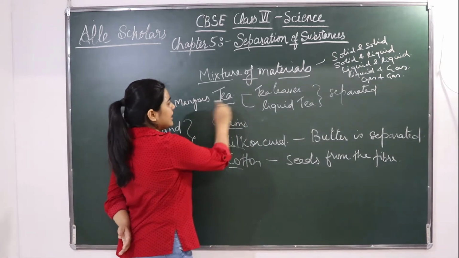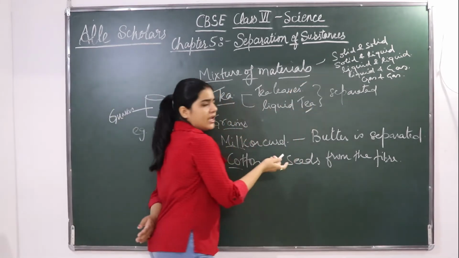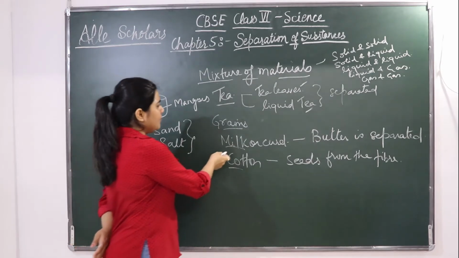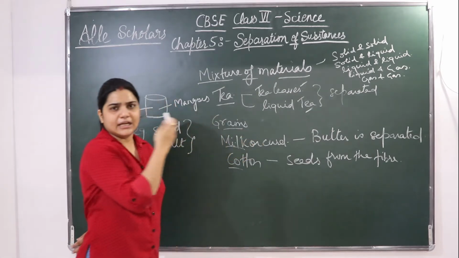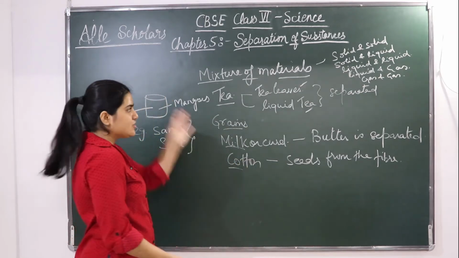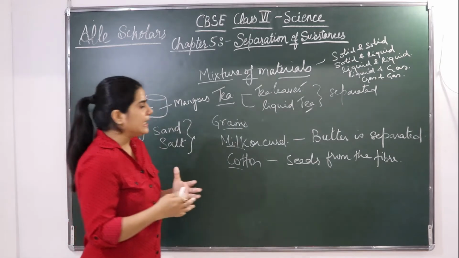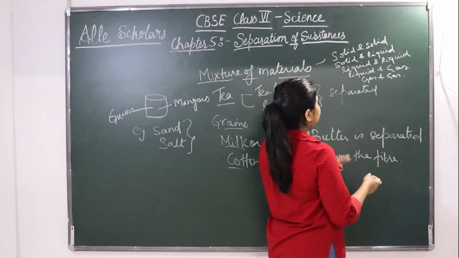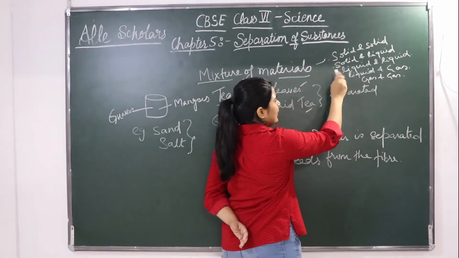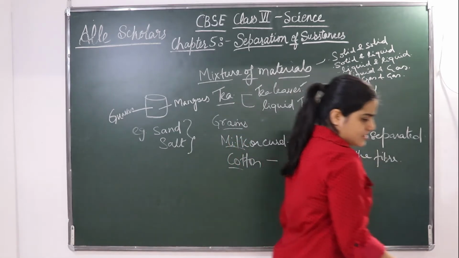Here, tea leaves are solid, tea is a liquid, so solid and liquid separation has been done. Taking butter out of milk, taking seeds out of cotton, solid and solid separation is being done. So like this there can be any condition, any kind of separation, it could be solid to solid, solid and liquid, liquid and liquid, liquid and gas, and gases.